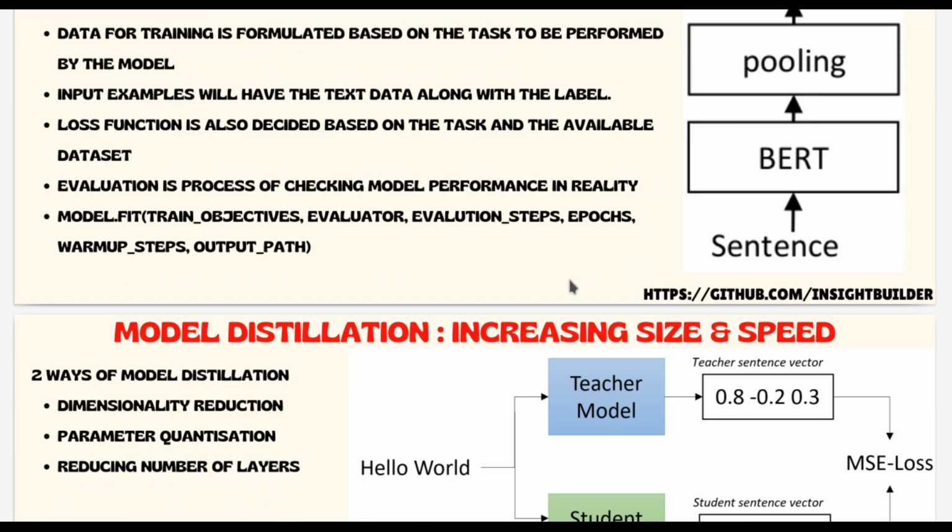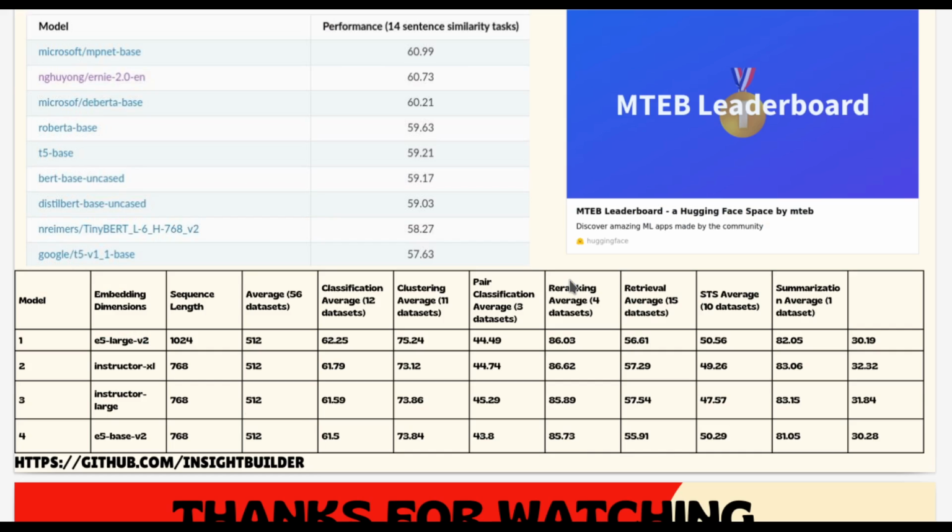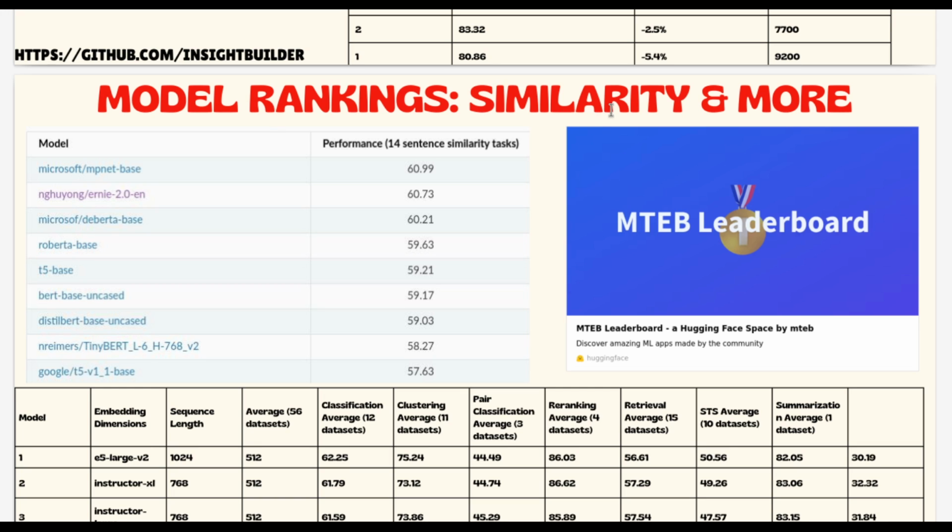So before we go into these slides, let me show you these. Model ranking similarity is already there. I already showed you. So there are various rankings available. When you are only going to do sentence similarity, then Microsoft MPNet base will be better.